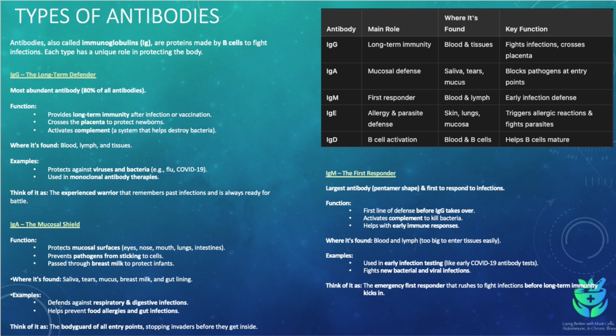And obviously if it's not working properly, because it's supposed to help prevent food allergies and gut infections, that would suggest that you're not making enough.